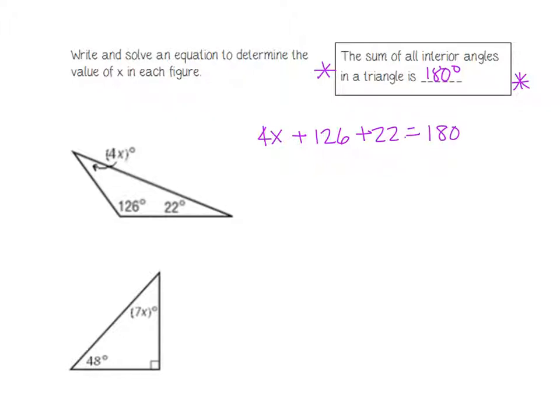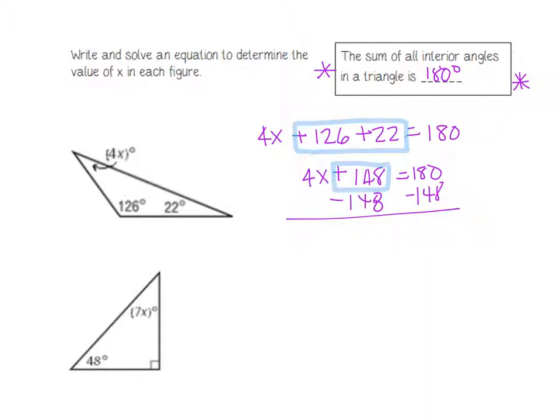180 degrees. So when I have this, the first thing I'm going to do is simplify. I have two numbers that I can add together. So when I do that, I simplify my equation to be 4x plus 148 equals 180. So now I need to get rid of this number. The opposite of add 148 or positive 148 would be to subtract, or a negative 148.